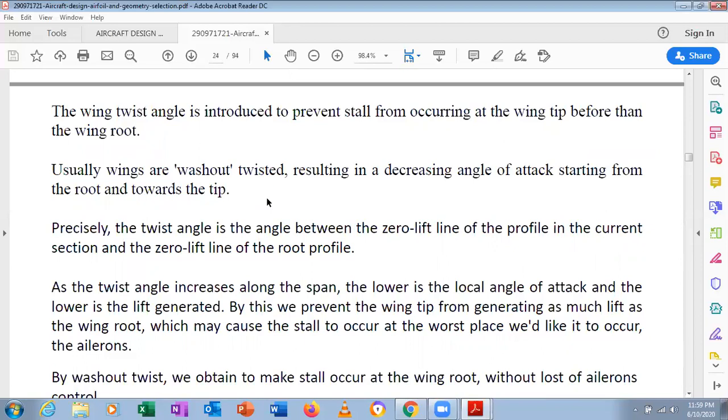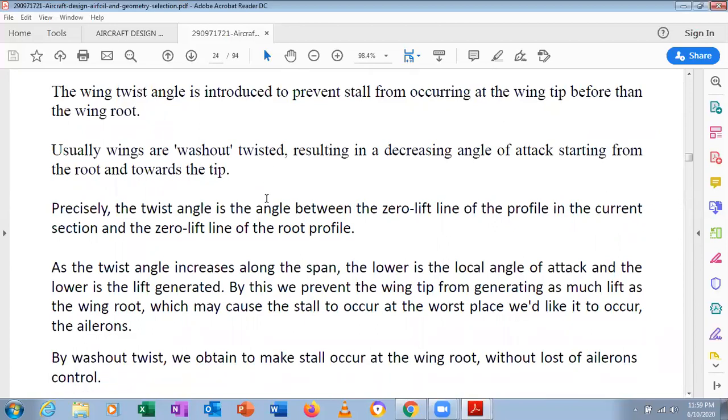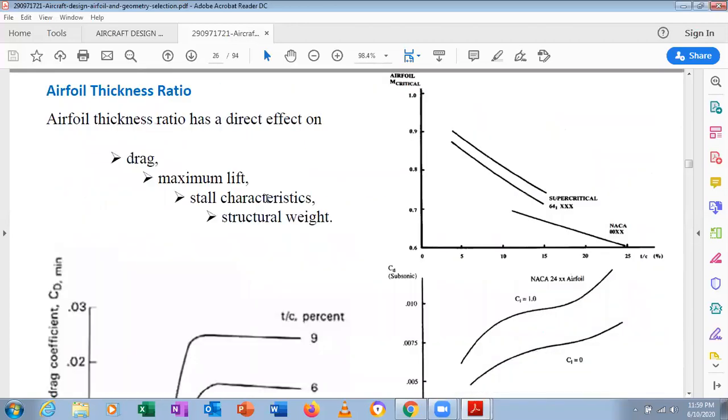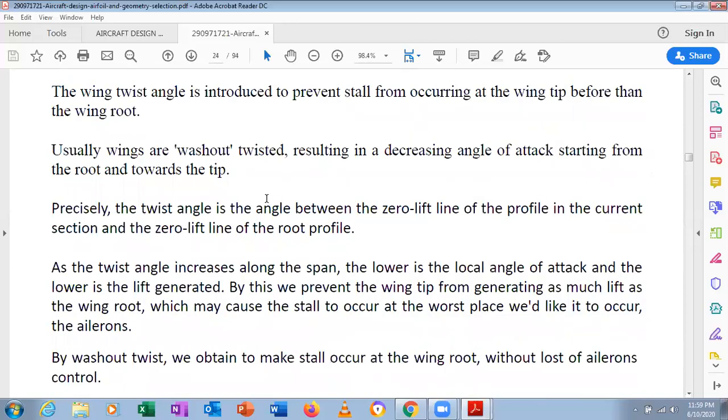Just look here. Precisely, the twist angle is the angle between the zero lift line of the profile and the current section. We can see here the washout twist and washin twist. The twist angle is the angle between the zero lift line of the root profile and the zero lift line of the current section. As the twist angle increases along the span, the local angle of attack is lower and the lift generated is lower. By this, we prevent the wing tip from generating as much lift as the wing root.